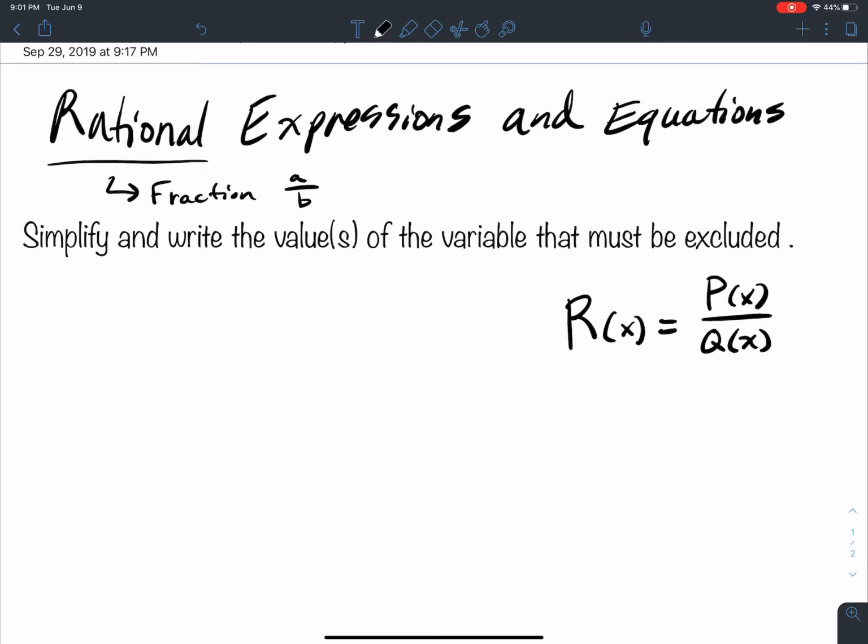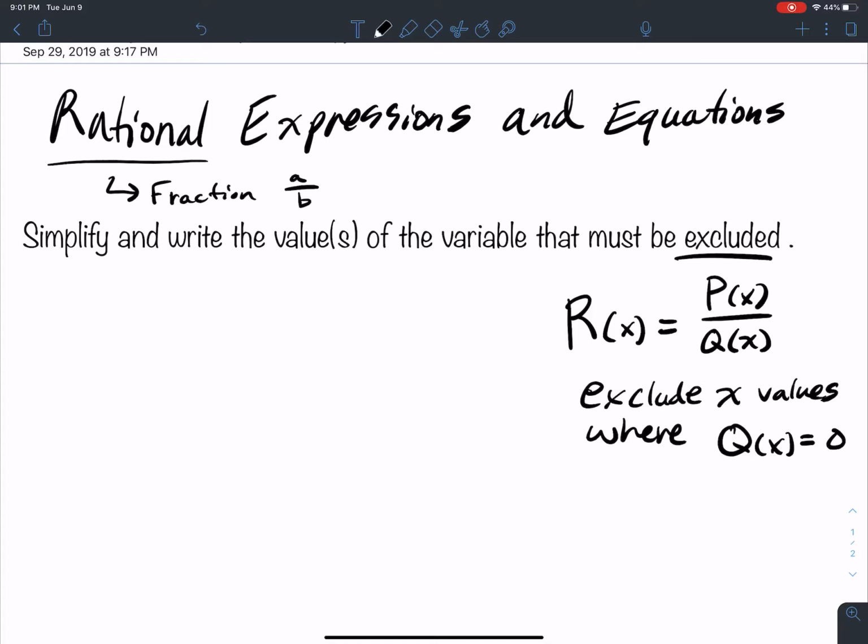And then the x values that we exclude are where q of x is equal to 0. Okay? Why? Because that old famous rule, right? Thou shalt not divide by 0.